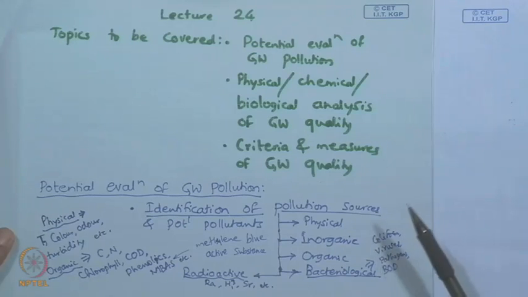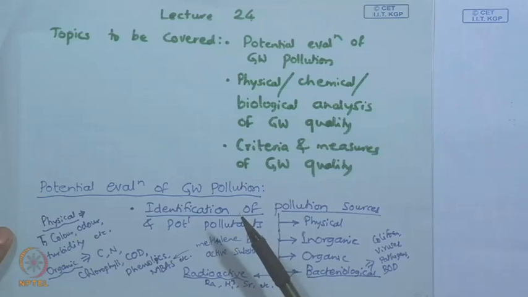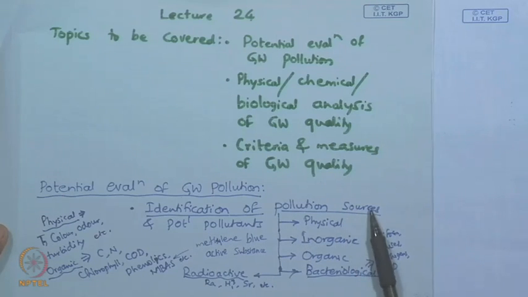Whenever we need to evaluate the potential of groundwater pollution, a few things are essential. The first one is the identification of the pollution sources and potential pollutants. When we talk of the identification of pollution sources, are they coming from the landfill, or from the water supply, or from other sources like industrial pollution, municipal, or agricultural? So, they need to be taken into consideration.